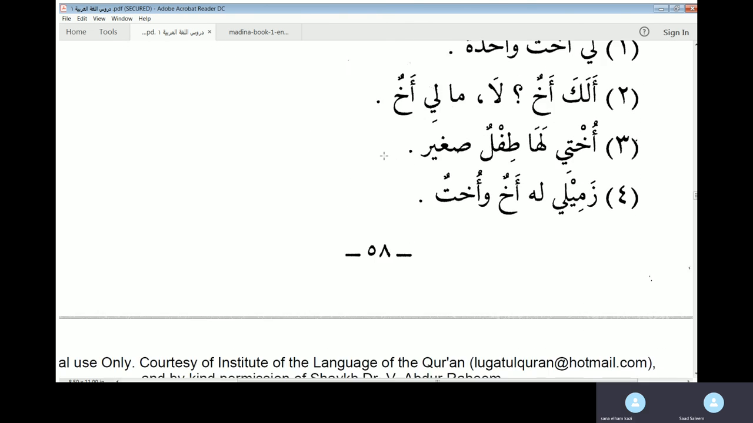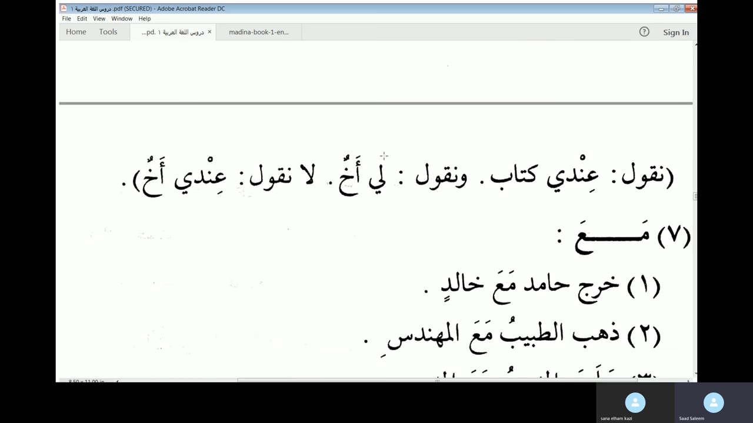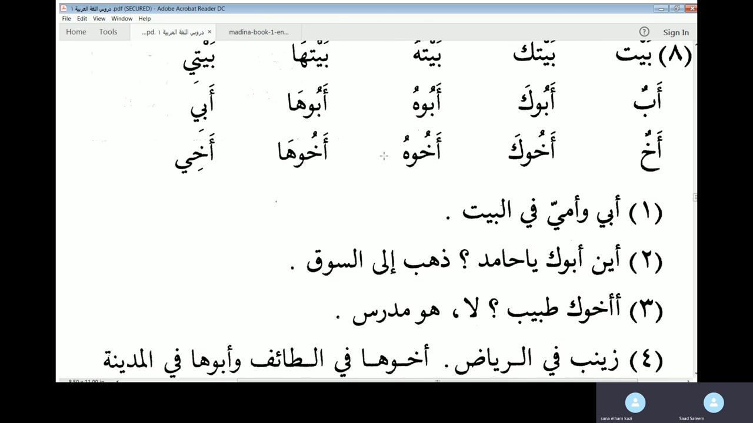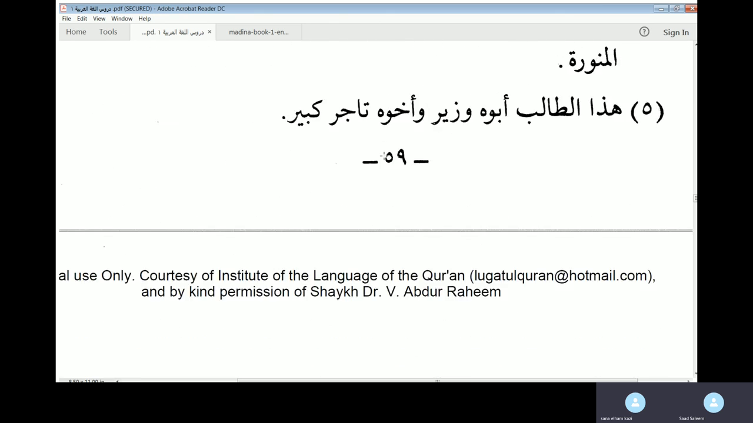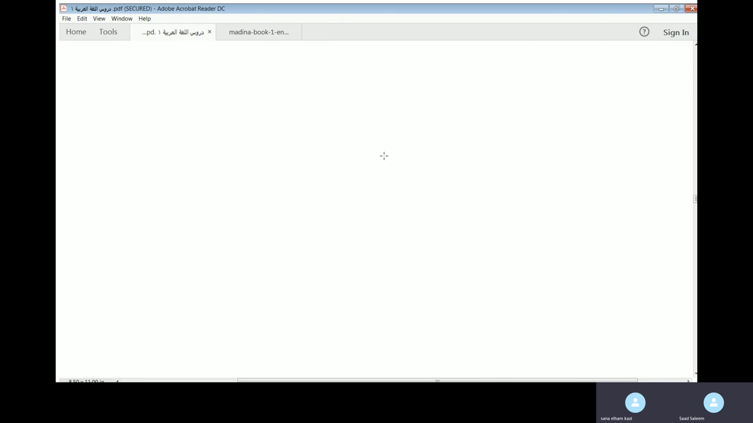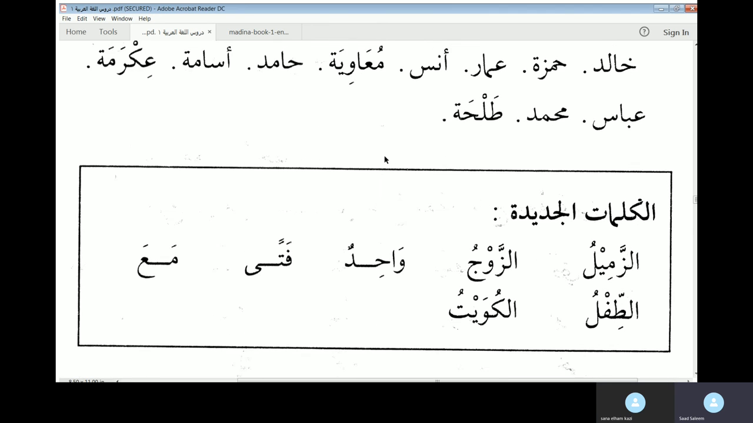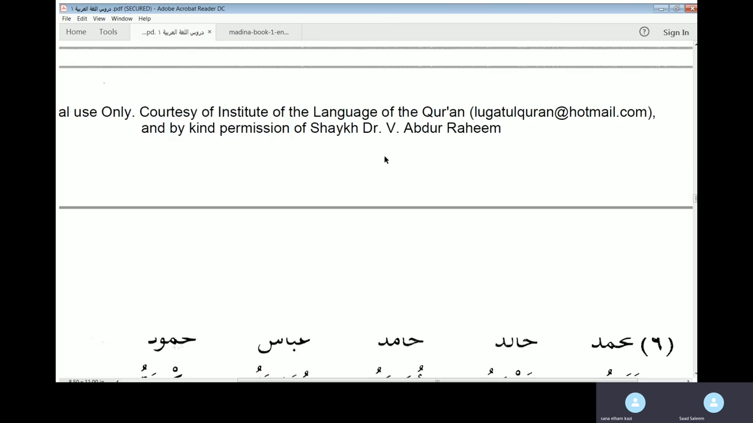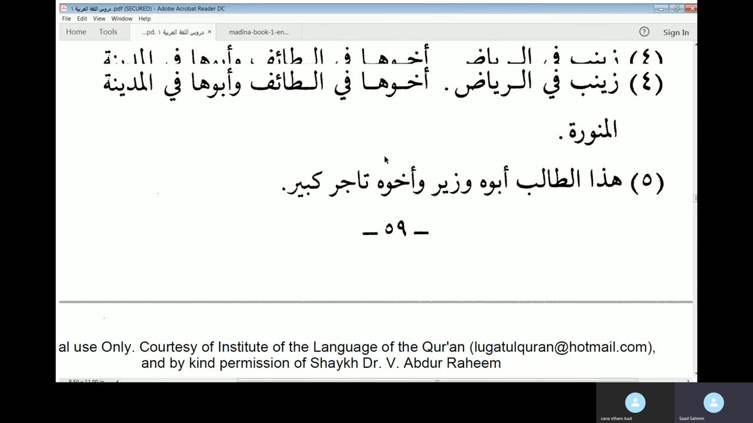So Mr. Majid is gone, so I think we better stop here. Inshallah, tomorrow we'll start from this page. Okay, inshallah. So brother, after this book, what we will be doing? We'll study the next book. Next volume, second volume? I think we can add another book also, because your speed is good.